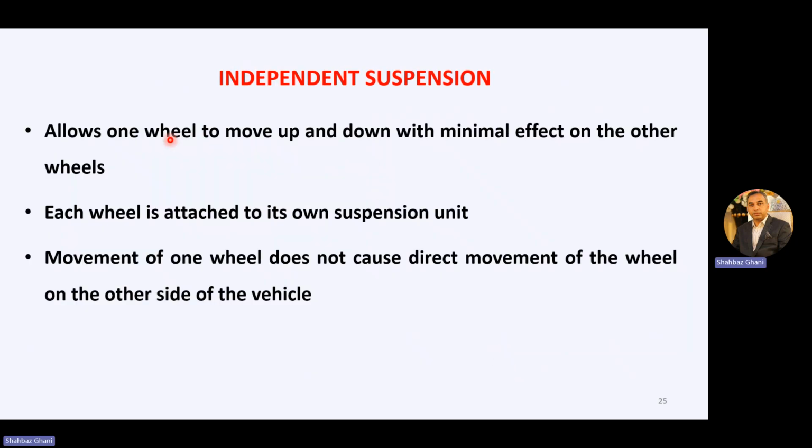Now, the independent suspension system allows one wheel to move up and down with minimal effect on the other wheel. So there will be a minimal, almost negligible effect on the other side if one wheel experiences up and down movement. Each wheel is attached to its own suspension system, which is independent of the other. Movement of one wheel does not cause direct movement of the wheel on the other side of the vehicle, as we have seen in the figure.